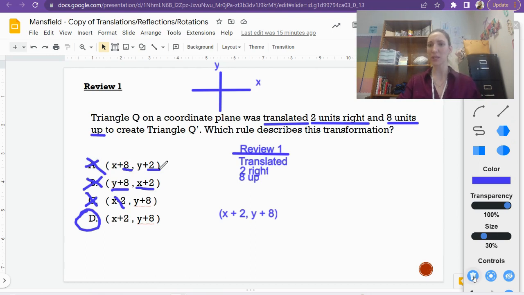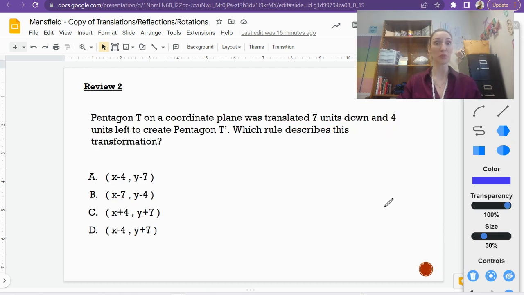So here we go. Let me clear that, and then we're going to go to review 2. Pentagon T, and they start with this word pentagon to scare you and see if you're easily scared by big words that maybe you don't remember exactly what they mean. Don't be scared. Just as a reminder, a pentagon is a shape with 5 sides. But don't worry about that. You're going to see that's actually not important in this problem. Let's keep reading. Pentagon T on a coordinate plane was translated.